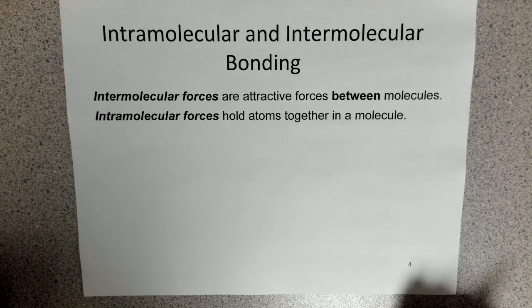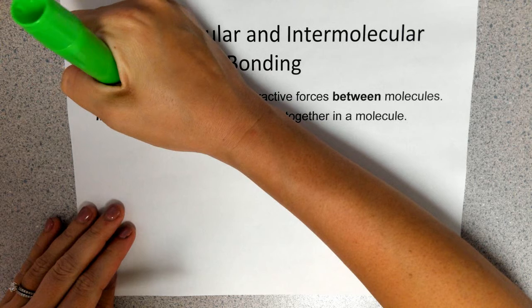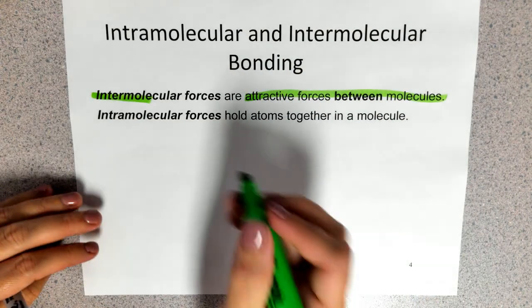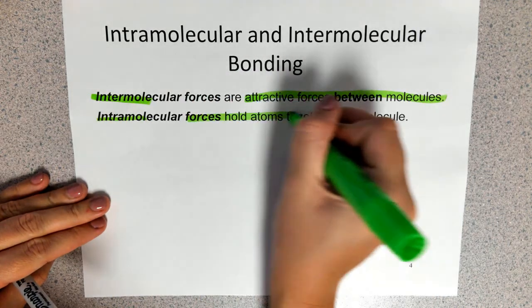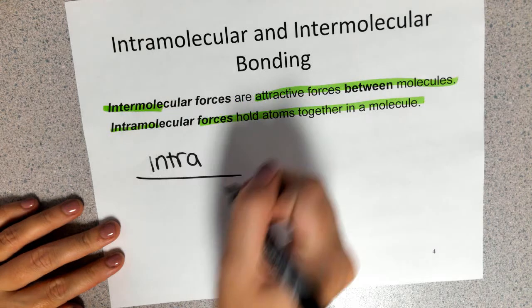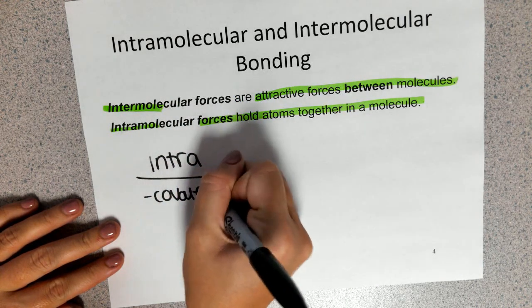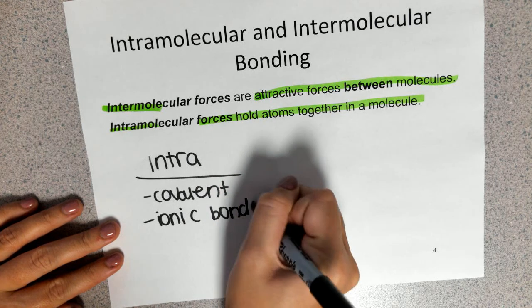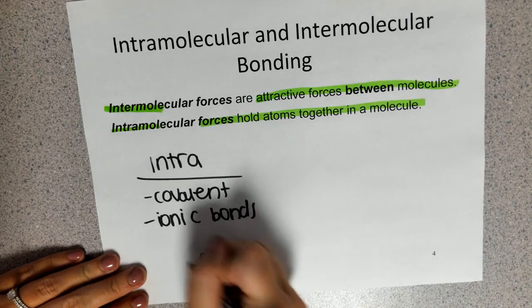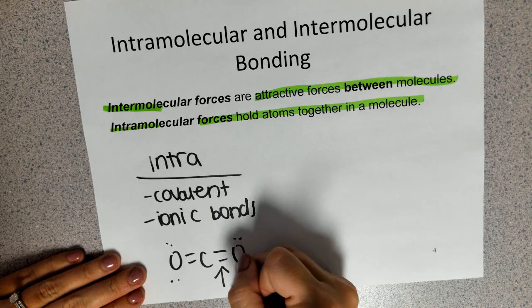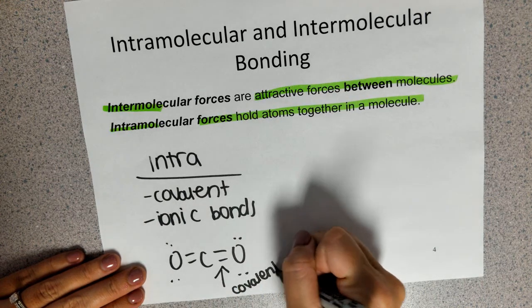So we have intramolecular forces and intermolecular forces. An intermolecular force is an attractive force between molecules. An intramolecular force is a force that holds atoms together. Our intra forces are covalent bonds and ionic bonds. That is what holds a molecule together. So, for example, carbon dioxide. These double bonds are covalent intramolecular bonds.